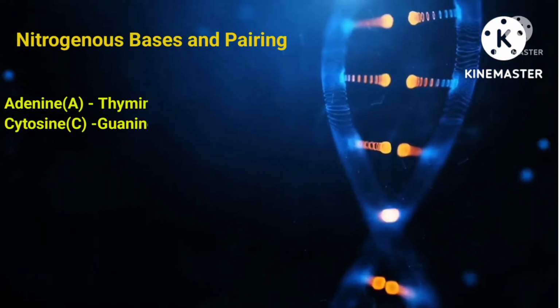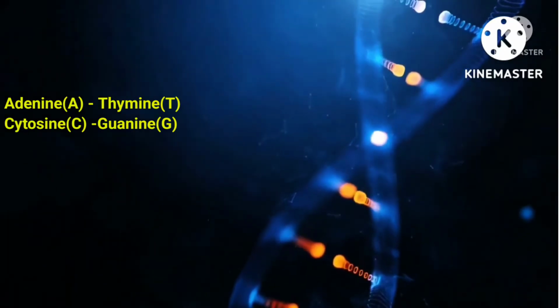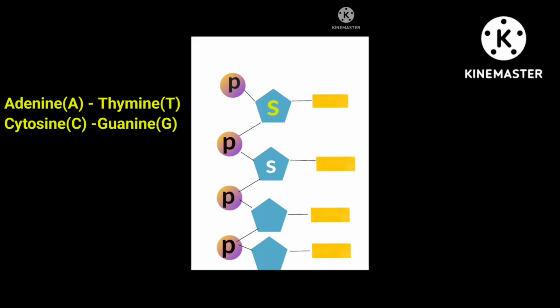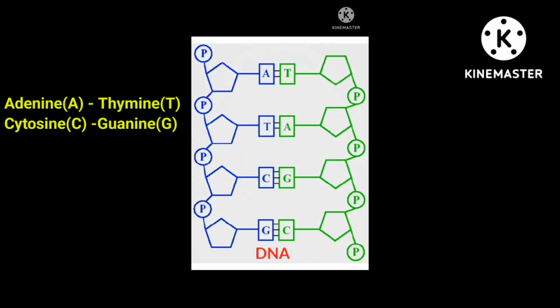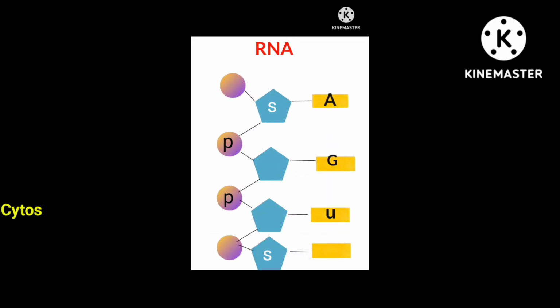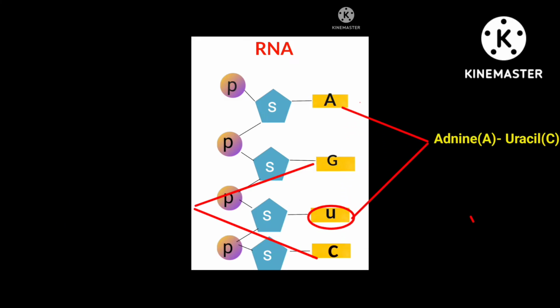In the base pairing of DNA, guanine always pairs with cytosine, and adenine pairs with thymine. Whereas, in the base pairing in RNA, guanine always pairs with cytosine, and adenine pairs with uracil.